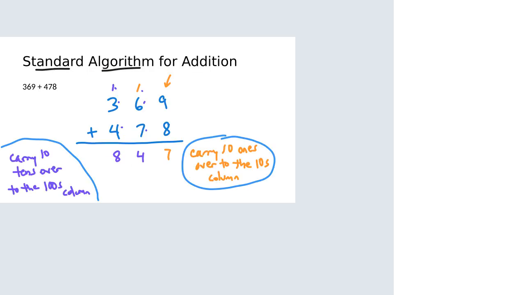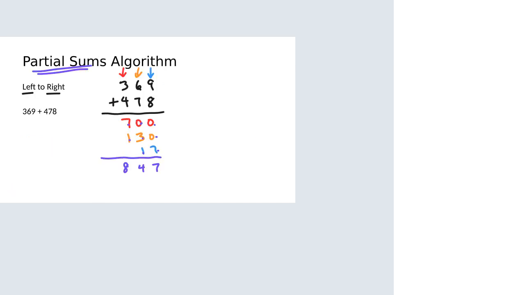It's the exact same answer we got this way when we did the standard algorithm, 847. This way we did it using the partial sums algorithm, where we started on the left and worked our way down to the ones place. Let me know if you have questions on this before I give you a chance to practice one. Okay.